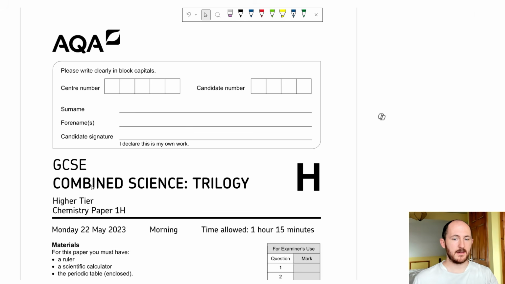This time we're looking at, again, combined science for now. We'll do triple science a bit later, but 2023 chemistry paper 1. And yeah, like I said, we'll just get straight into it with the first question.